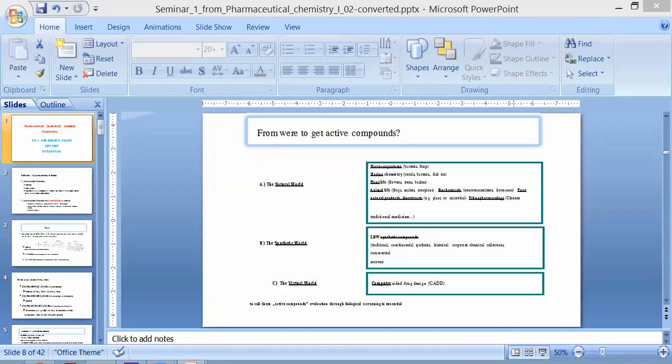So we have to optimize, we have to change, we have to modify the synthetic procedure of that drug molecule. Then the modification of their pharmacological and pharmacokinetic properties, optimization of the drug molecule to obtain a better yield of the product. And the next will be modification of pharmacokinetic properties.